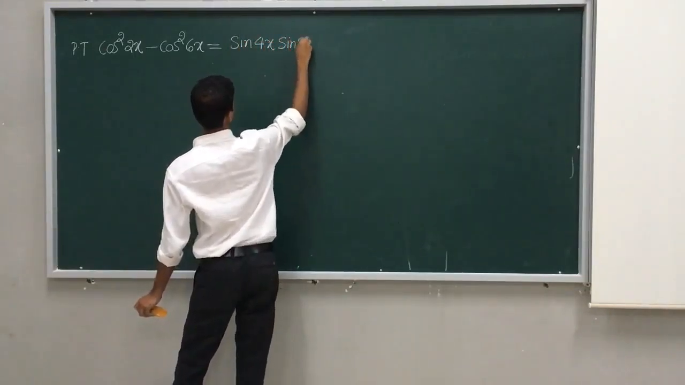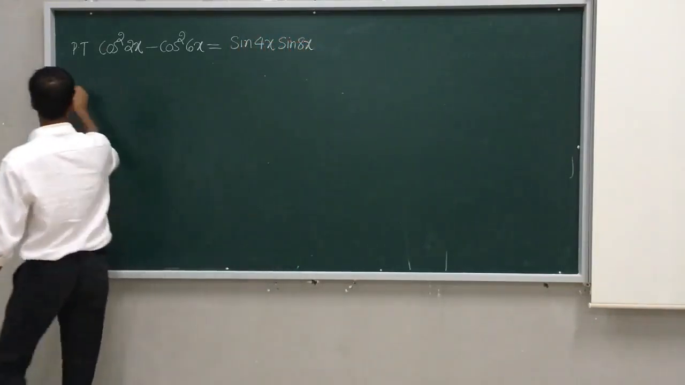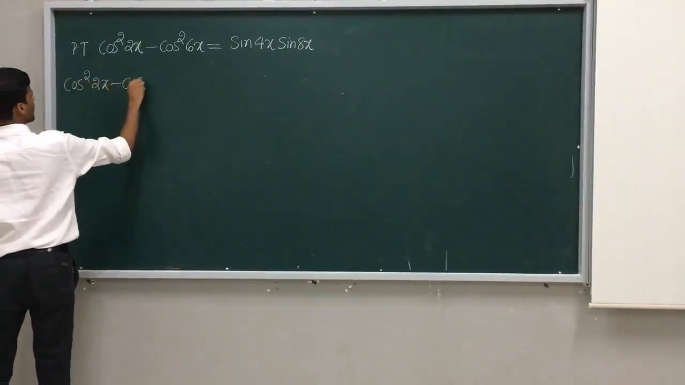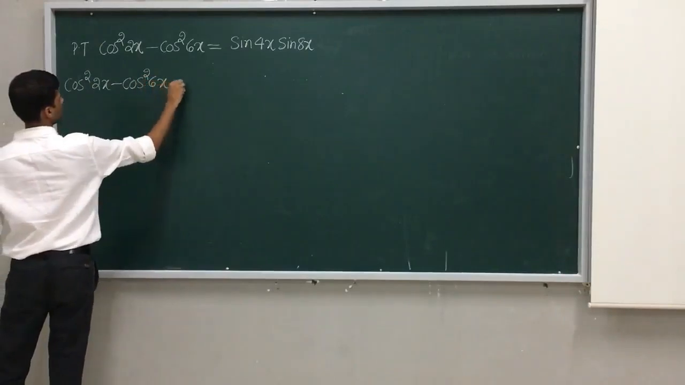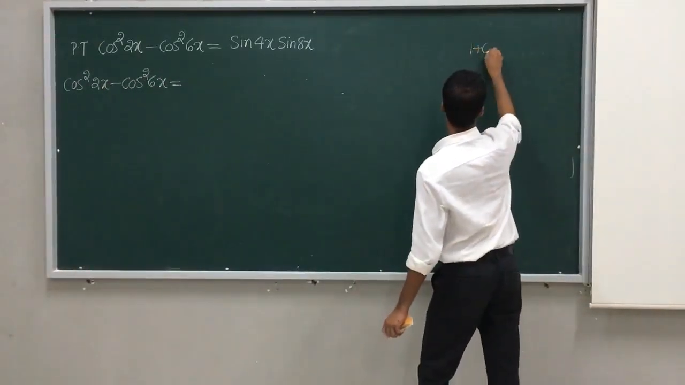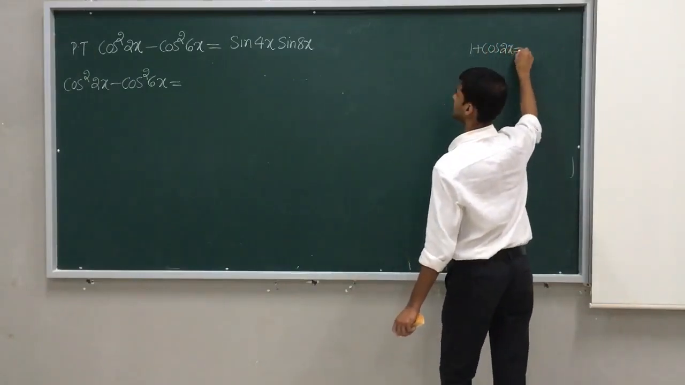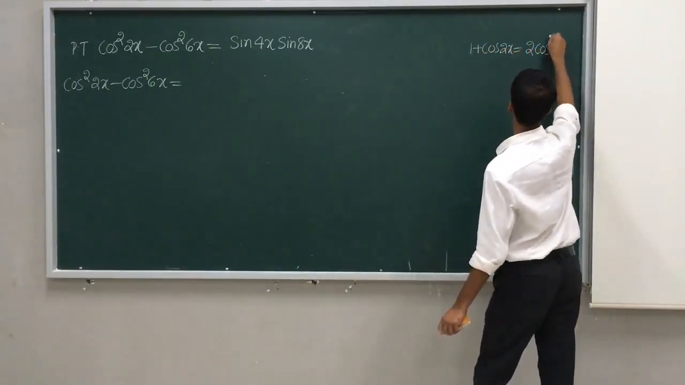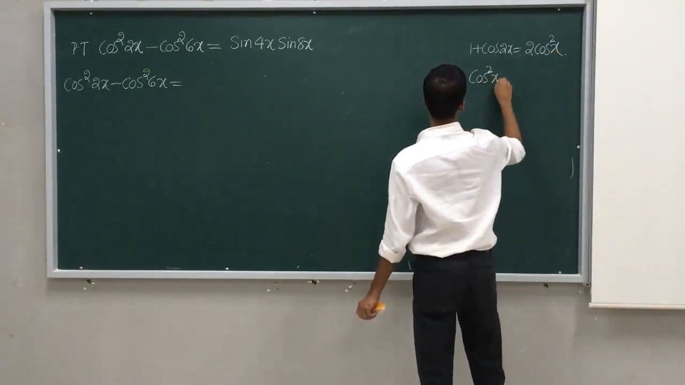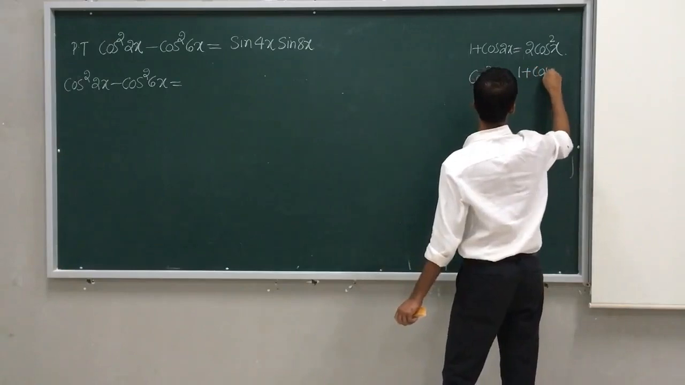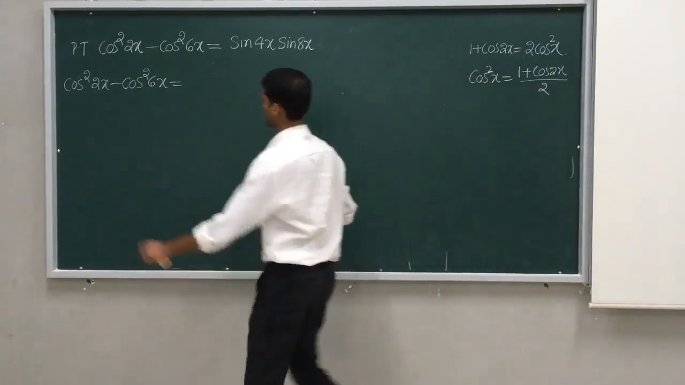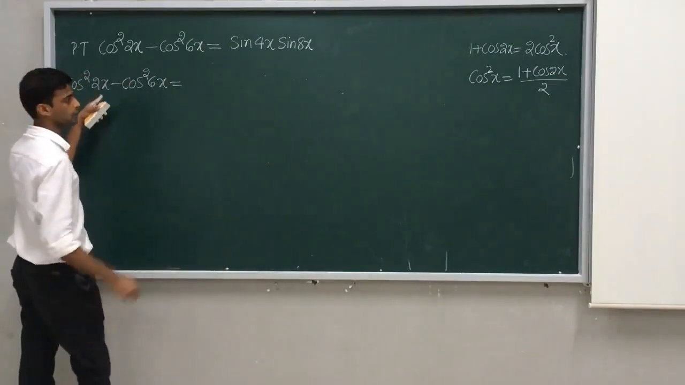Again, I need your help now. Your coordination is important here. What will we do here? We all know 1 plus cos 2x is 2 cos square x. Therefore, cos square x is nothing but (1 plus cos 2x)/2. But in place of x, you have here 2x. So what will I do?